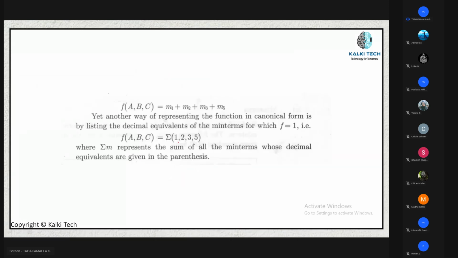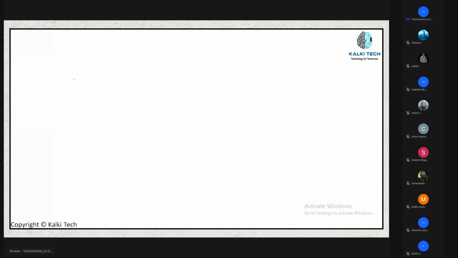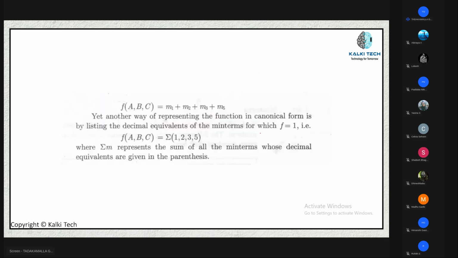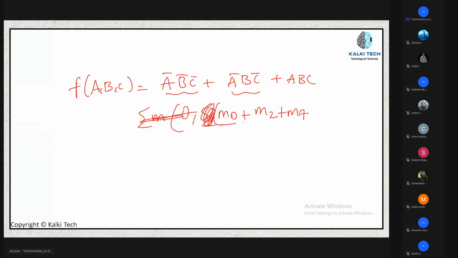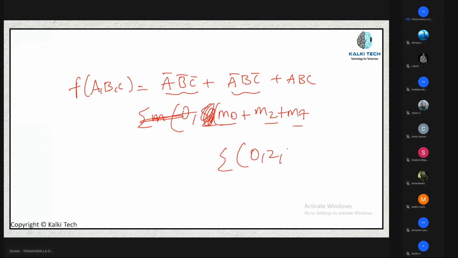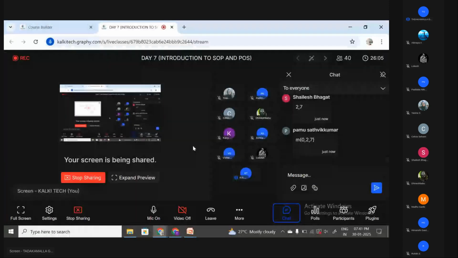So if you have the function f of a, b, c, which is a bar b bar c bar plus a bar b c bar plus a b c, this function can be written as m0 plus m2 plus m7. So this is one representation. Or you can write sigma 0, 2, 7. That's it. These are the alternate representations of that Boolean function.